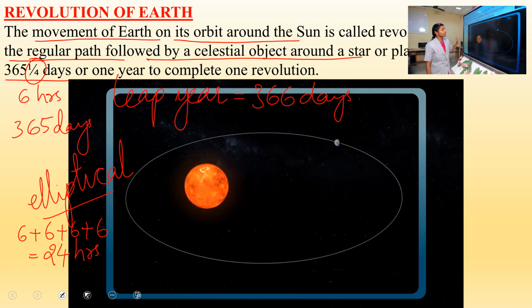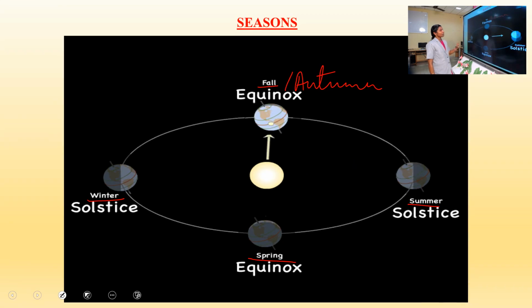And how many days are being taken? It takes 365 and 1/4 days. So 1/4 will be kept aside. Every 4th year, the 6 hours will be added together. So usually we say that 1 year is equal to 365 days. Okay, so that is about the revolution of the earth.